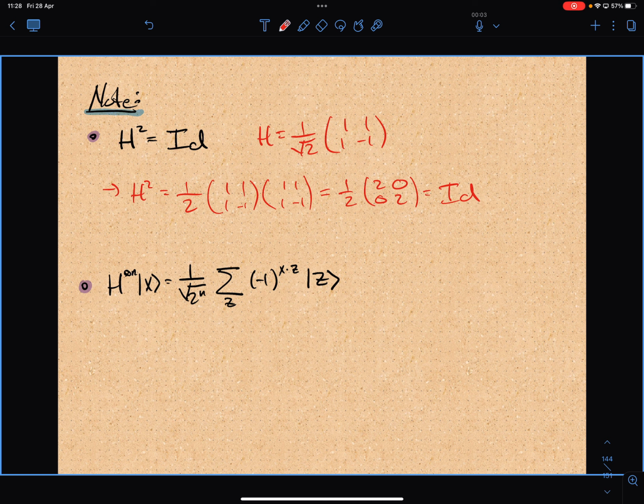And for the case of h tensor n squared, it's just a consequence that this Hadamard gate is acting on each qubit independently of the others. So you can commute the tensor product and the power, and it essentially becomes the identity.